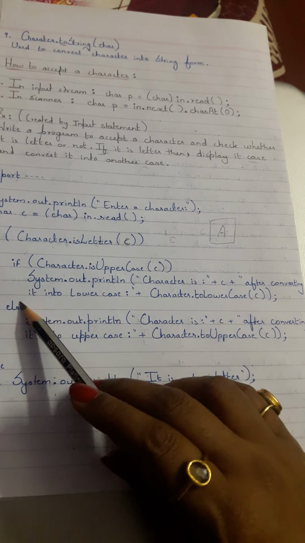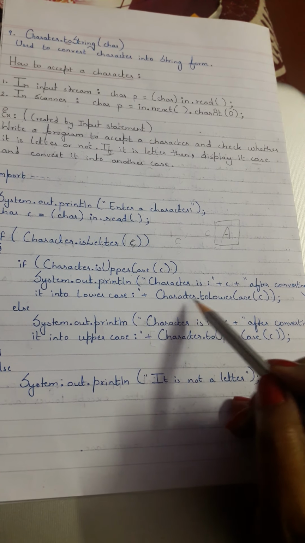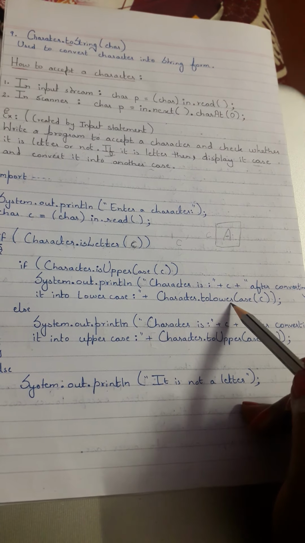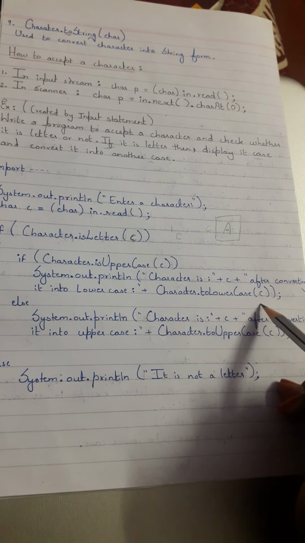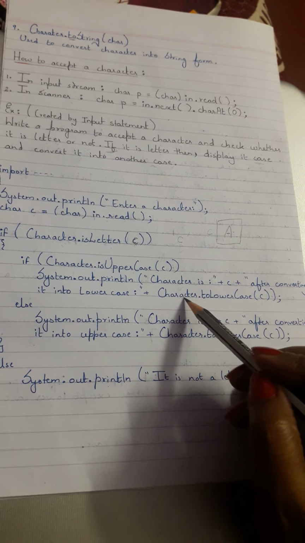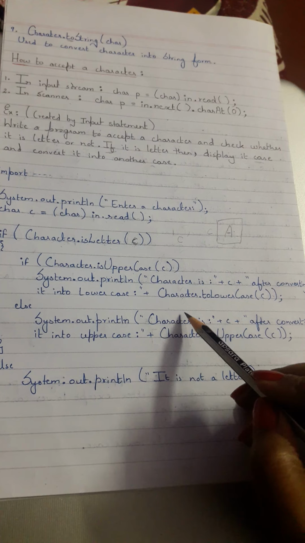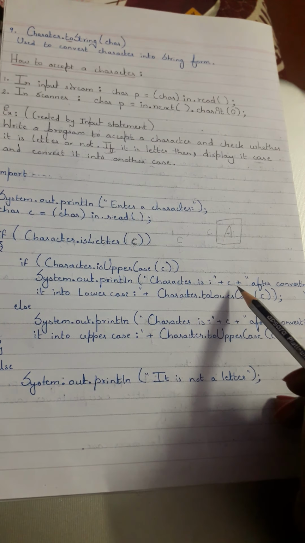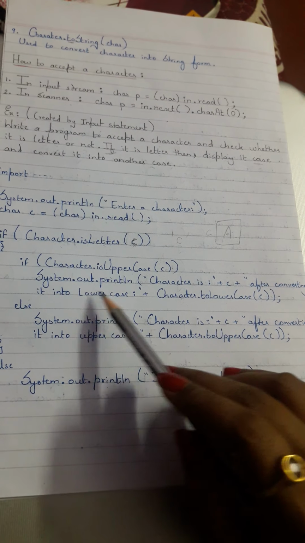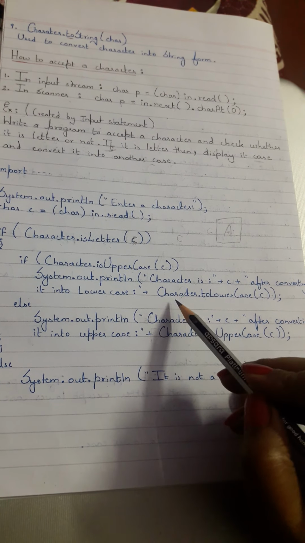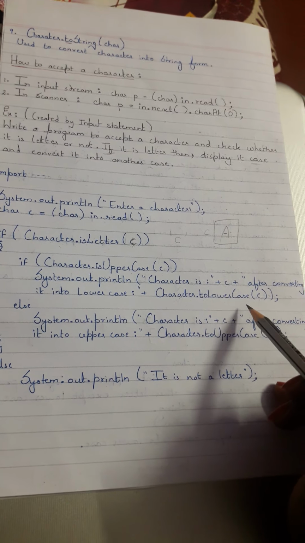After converting it into lowercase, I have written Character.toLowerCase. This function converts capital A into lowercase, small a. This program provides us the output: character is capital A. After converting it into lowercase, what are we getting? Small a, because this function returns small a.